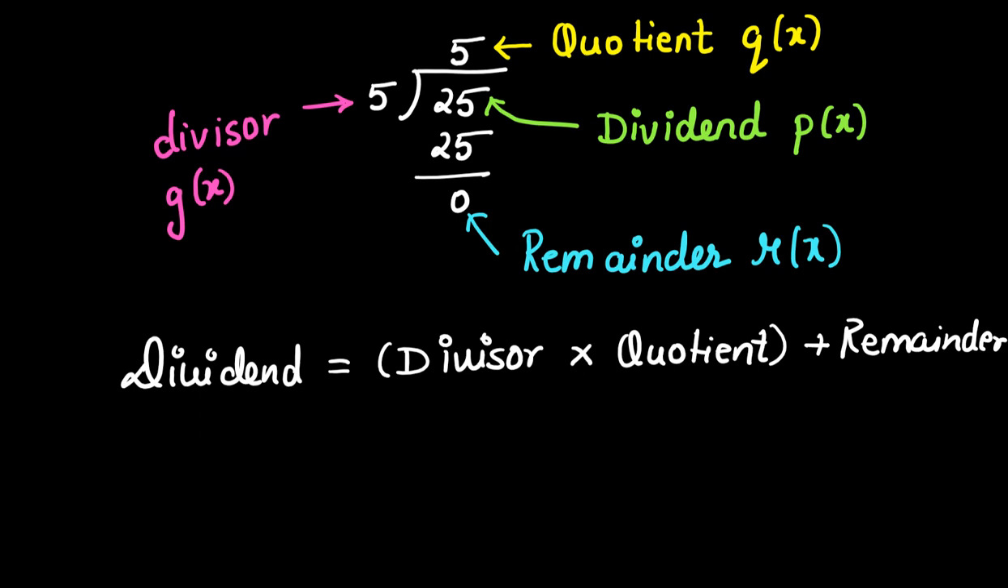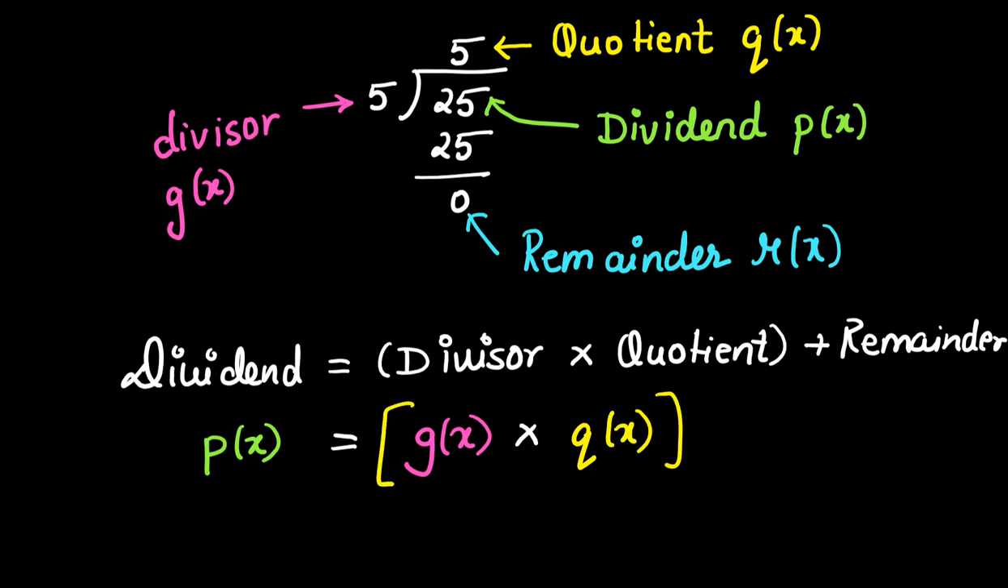Okay, so let us try to write with g of x and q of x. So what is dividend over here? Dividend is p of x. So what I can write is p of x equals, what is divisor? g of x. What is quotient? q of x. And what is remainder over here? That is r of x.